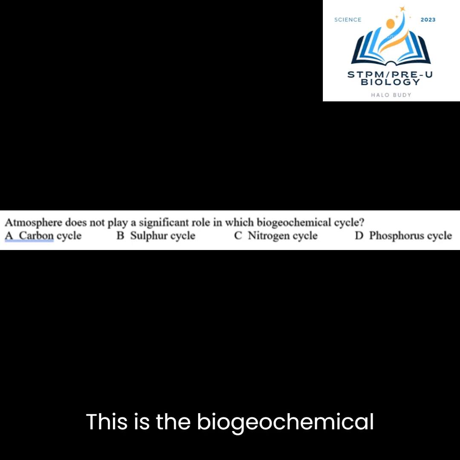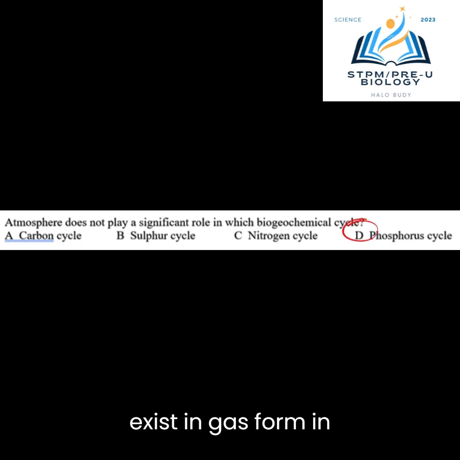This is a biogeochemical cycle question. The cycle that does not involve the atmosphere is the phosphorus cycle, because it does not exist in gas form in the atmosphere.